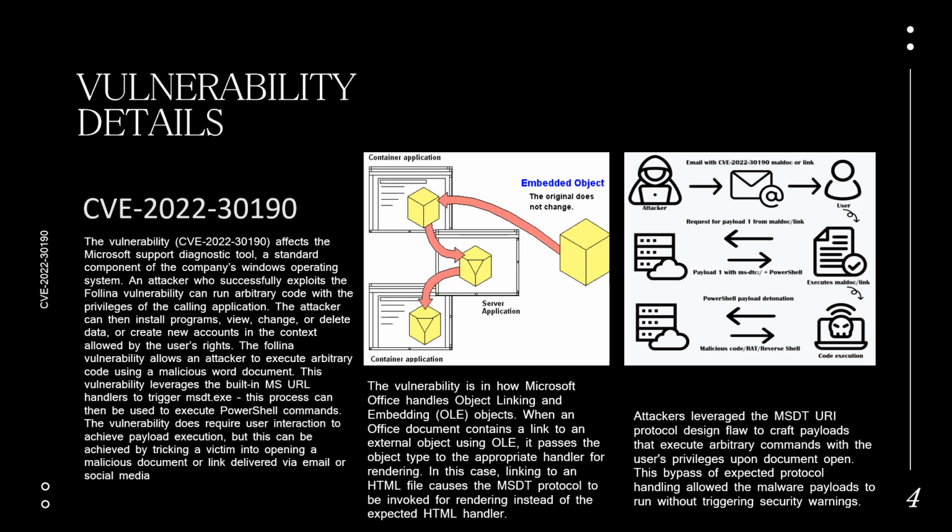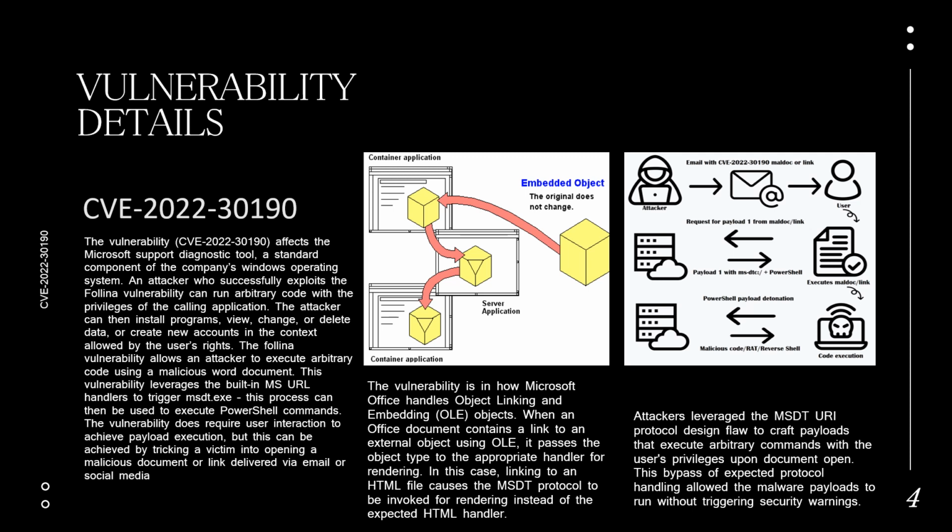After that, the first payload executes via a controlled external resource hard-coded in the document.xml.rels file. The Follina payload is transmitted to the victim site. The code then executes additional payloads, PowerShell commands, and so on. It abuses the legitimate Microsoft Support Diagnostic Tool. The Follina exploit executes an external reference pointing at a malicious server. By analyzing the file, it's possible to find the target file, where the OLE object external reference is present. The attacker can then install programs, view, change, or delete data, or create new accounts in the context allowed by the user rights.